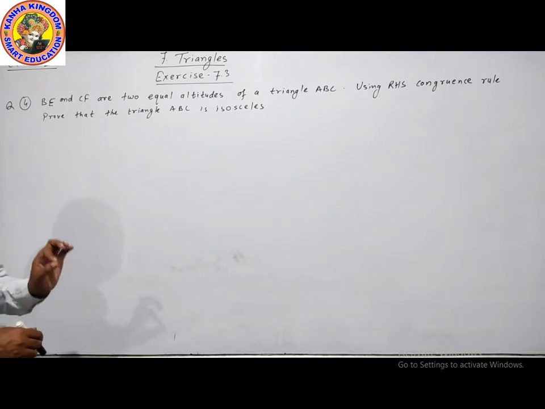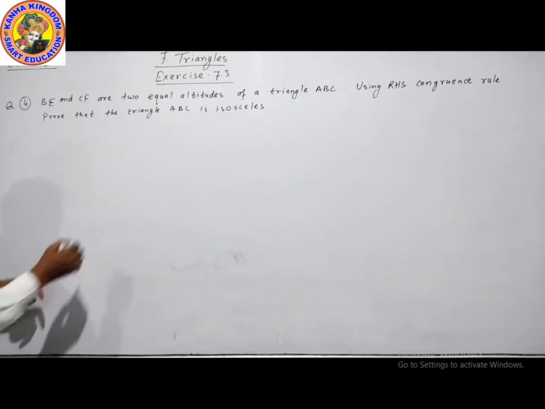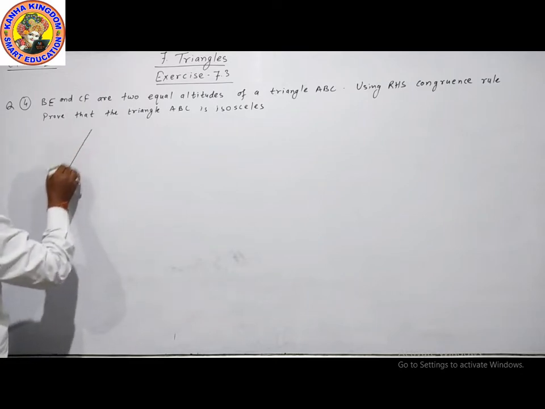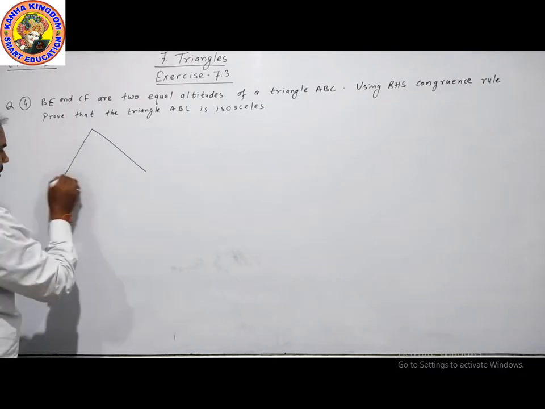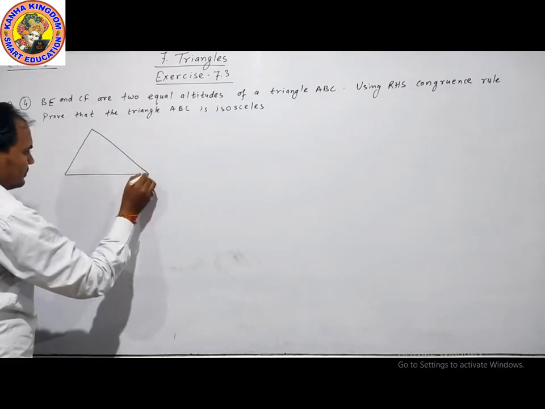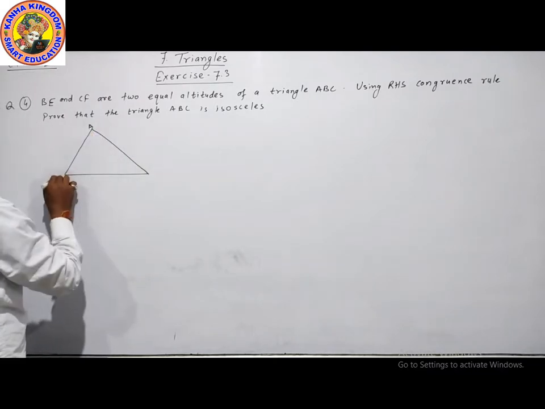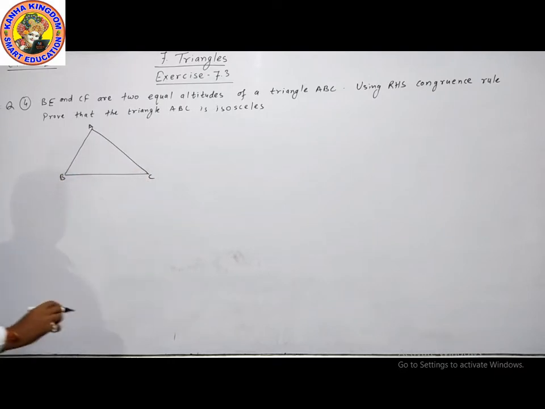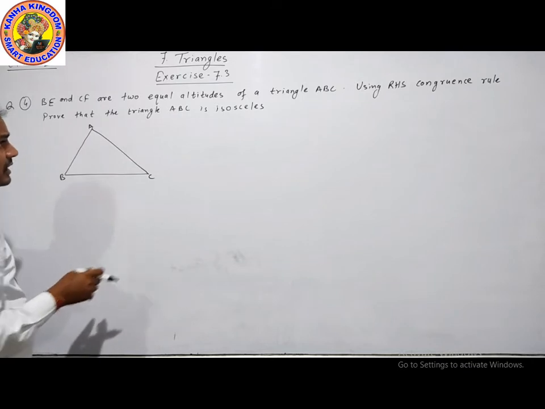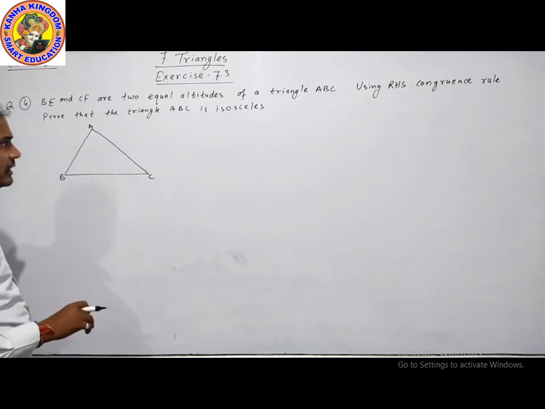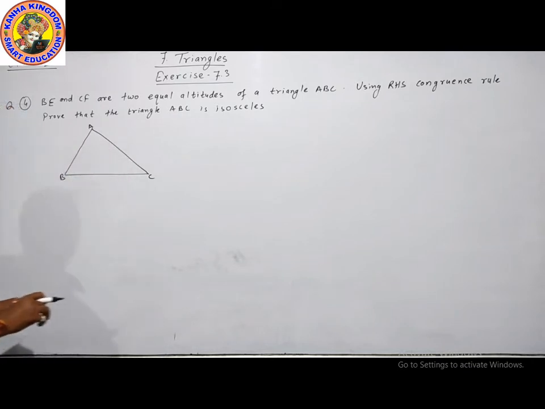Here is a triangle ABC. Now we draw triangle ABC. This is our triangle ABC, with A, B and C. Prove that triangle ABC is isosceles. In this triangle we have to prove that two sides are equal.